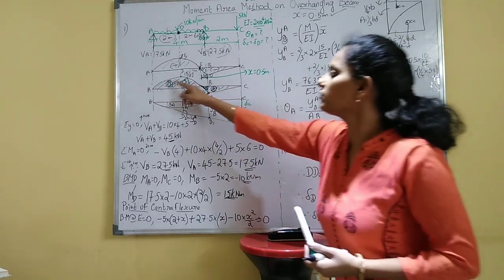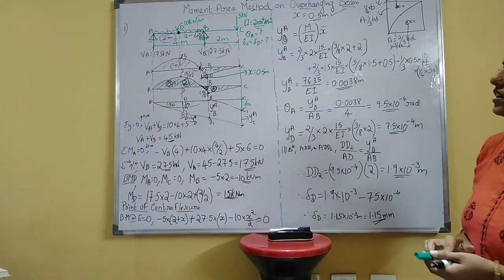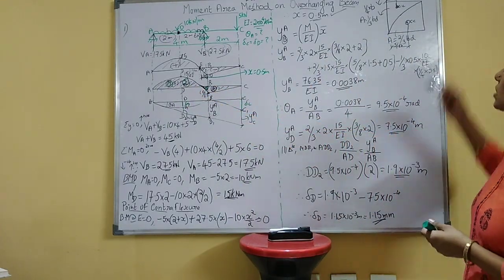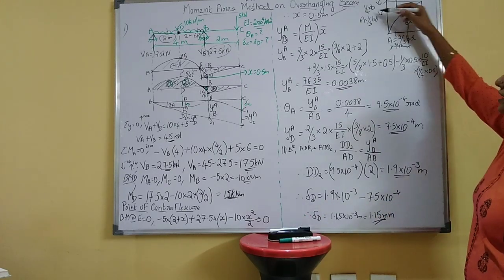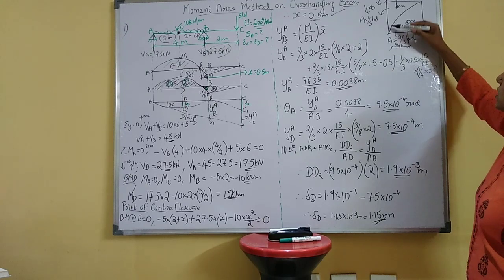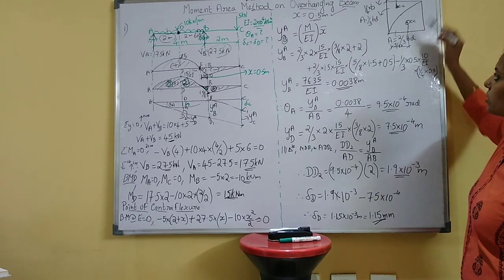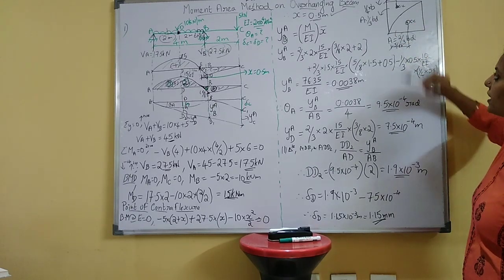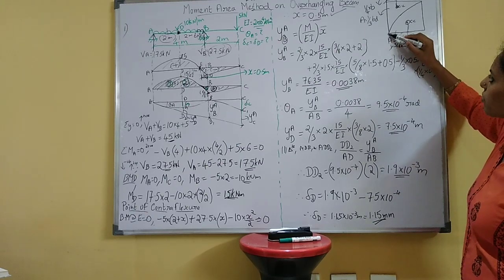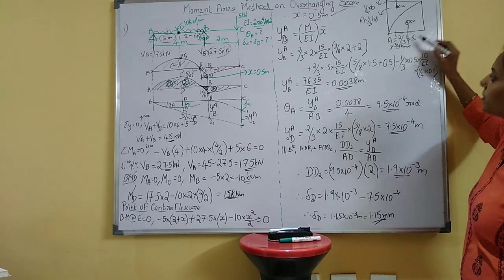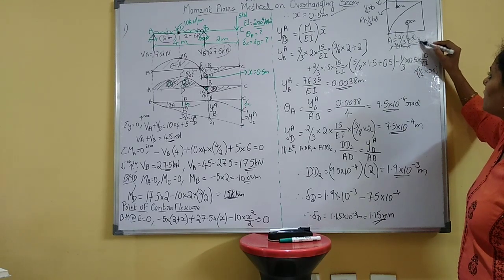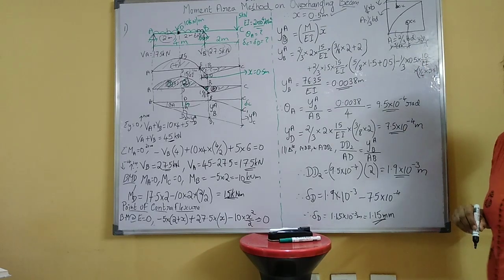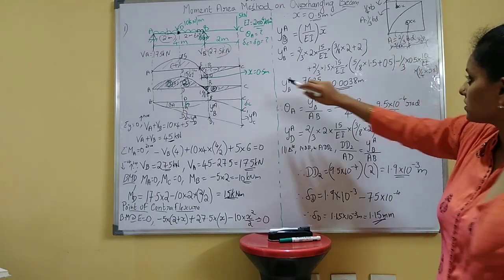So up to point B you have 3 regions. Everything is UDL, so parabolic. You should know this. For parabolic you have this formula for area and centroidal distance. Suppose it is like this parabolic, then you have area as 2/3 of BD, and your centroidal distance from this edge is 5/8 of B, so from the other edge you will have 3/8 of B. Just use this to find it out.